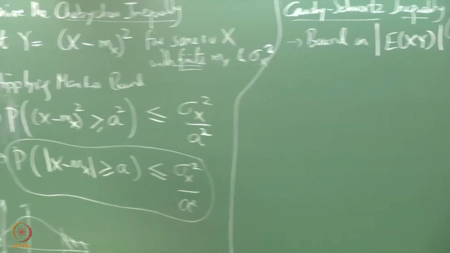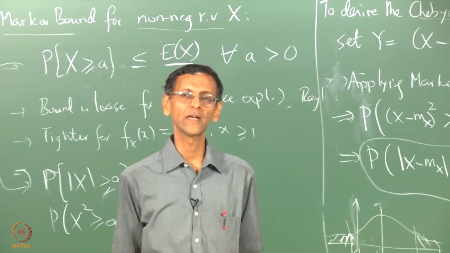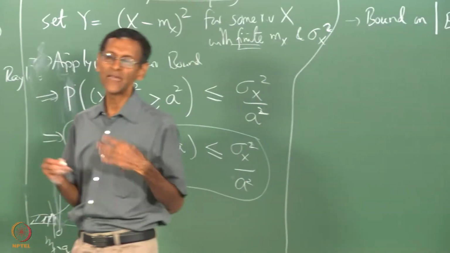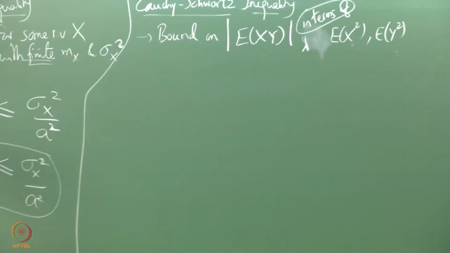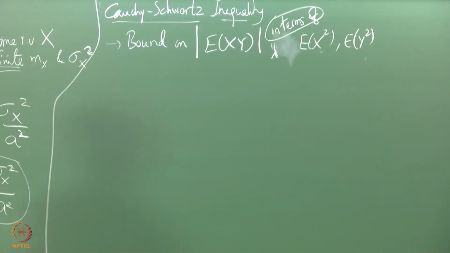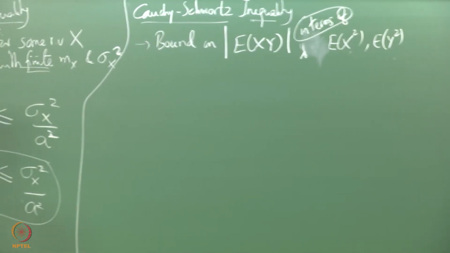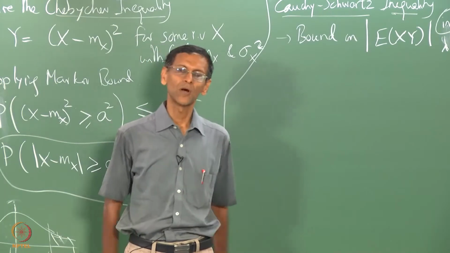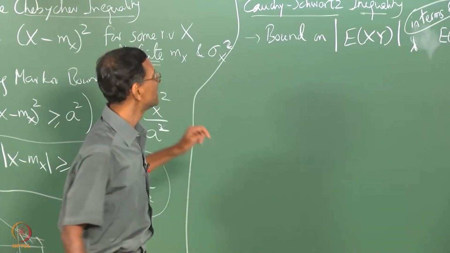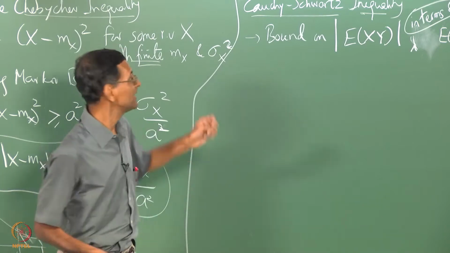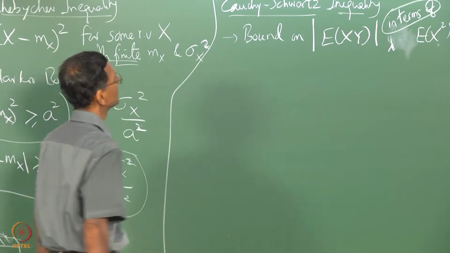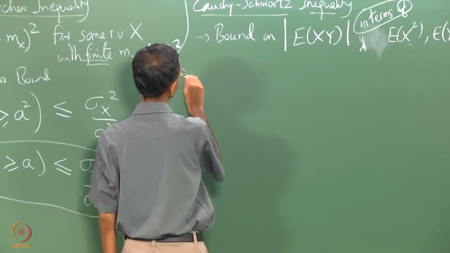Have you seen this different version of this Cauchy-Schwarz in some other context? Have you taken a course of linear algebra? This E of xy actually behaves like an inner product in the vector space of random variables. We do not have time to explore that interpretation in great detail, but for those of you that have studied linear algebra, you have what is called an inner product space, and you have the dot product of two vectors. E of xy is exactly like that.